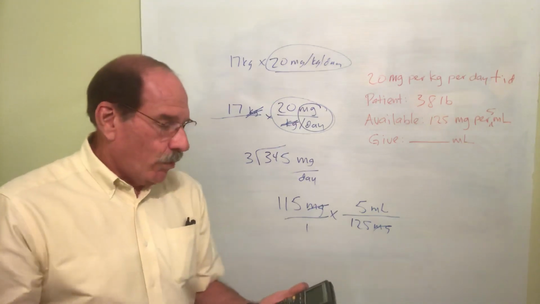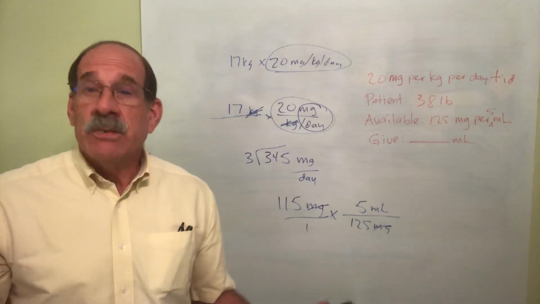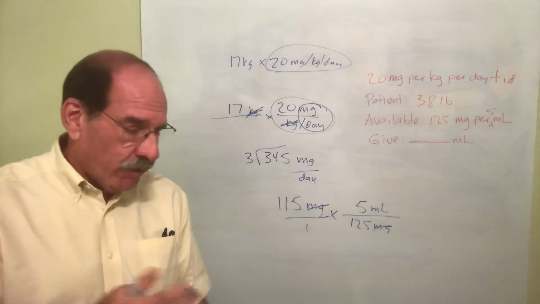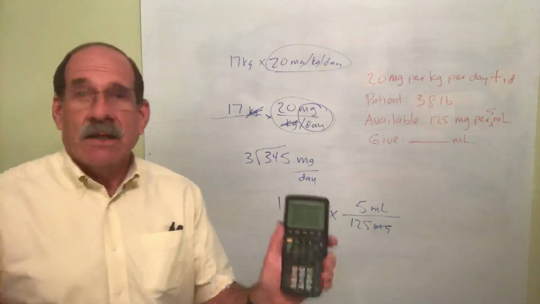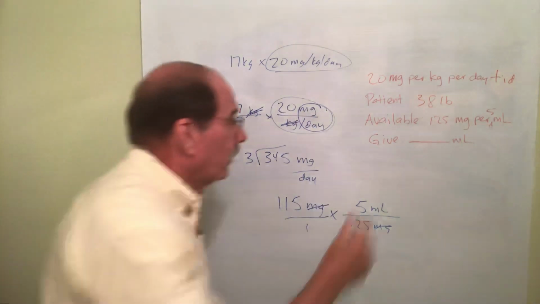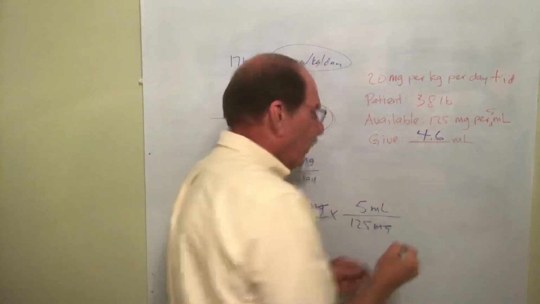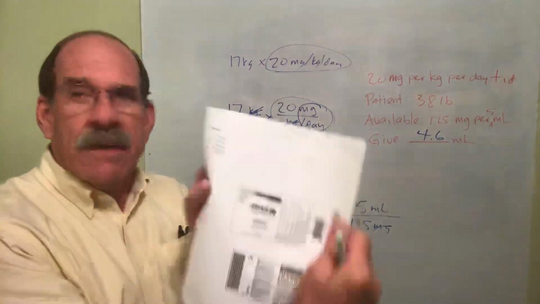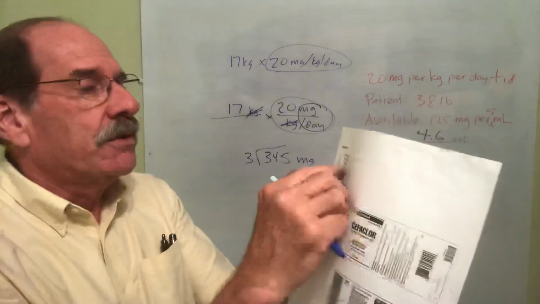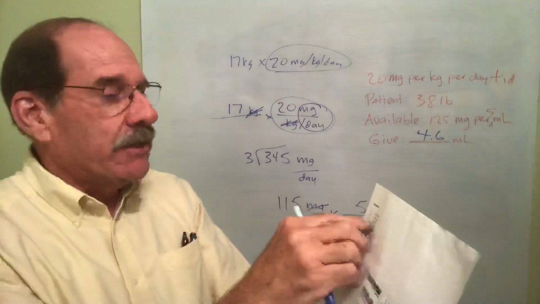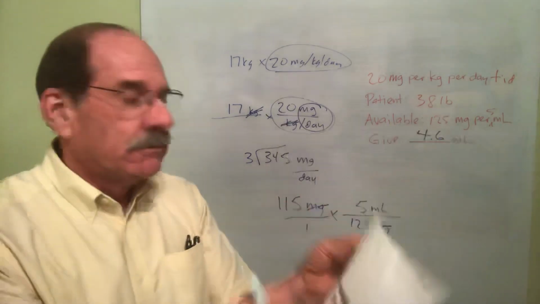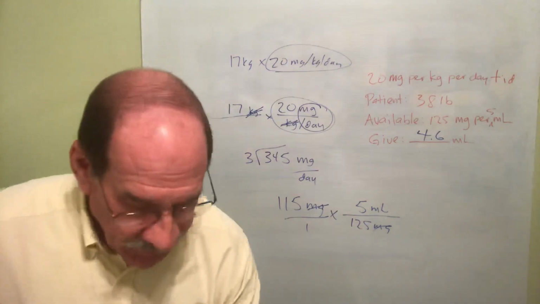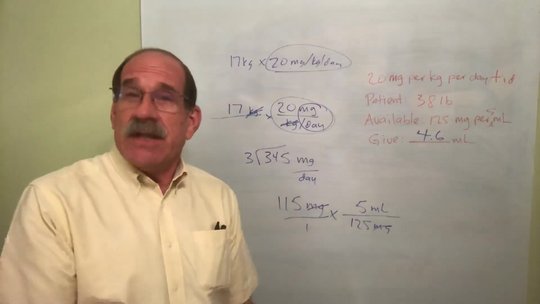The answer is 4.6. That's rounded off correctly. Remember, more than 1, round off to tenths. So it's 4.6061, but the correct answer rounded off is 4.6. And let's look here. On the back side, the answers, I did it right, that's good. 4.6. I'm sure glad I got that right. I would look pretty stupid, okay? I look stupid most of the time, but in this case I didn't.